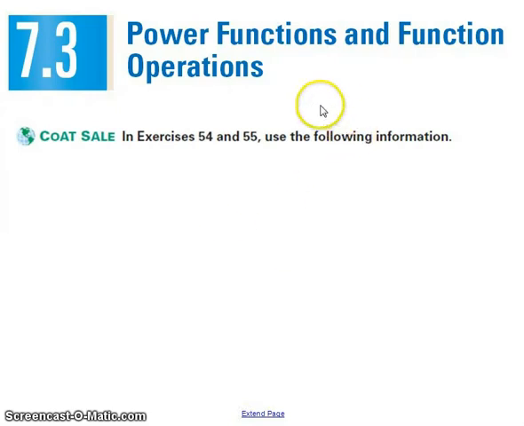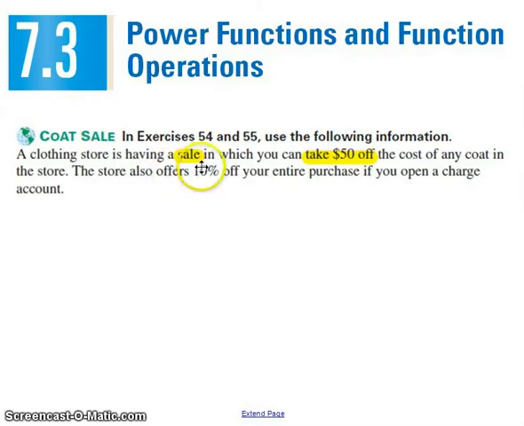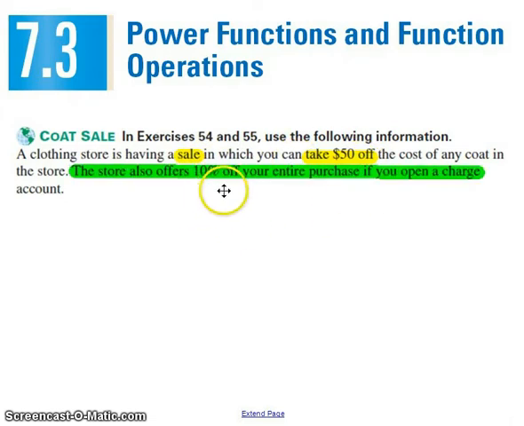Let's not talk about it in the abstract. Let's talk about real examples here. Let's say you got a coat sale. And let's say that the sale is that you get to take $50 off the cost of any coat in the store. Let's say they are also offering you, and you've probably been to department stores that do this, 10% off your entire purchase if you open a charge card. So there are two different ways to save. And one of these ways is going to go inside and come before the other.